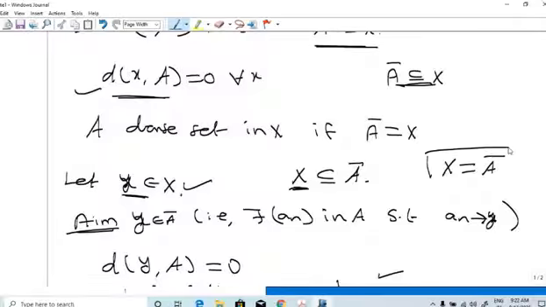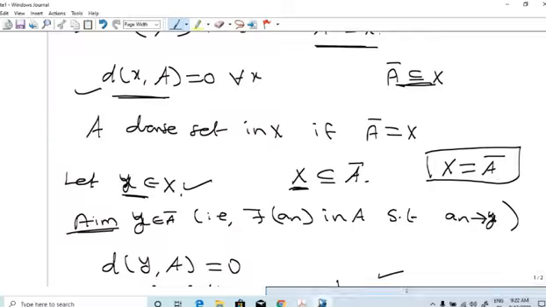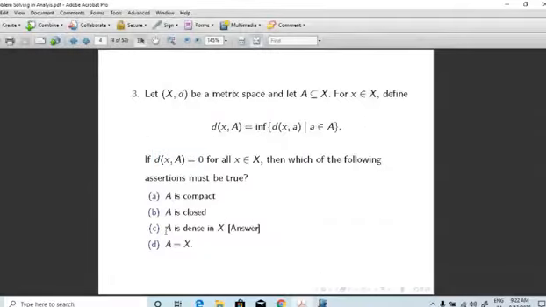That means A is a dense set in X. Therefore, it must be true that A is dense in X. You have to eliminate all the other conditions. What must be true is that A should be dense.